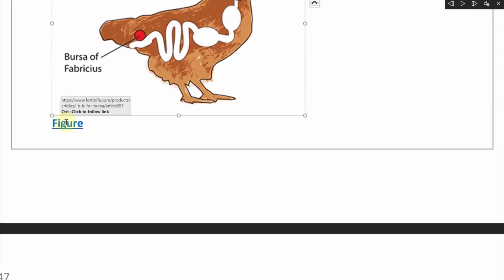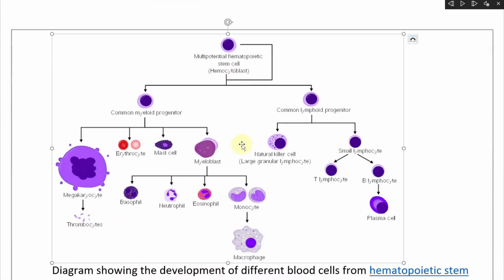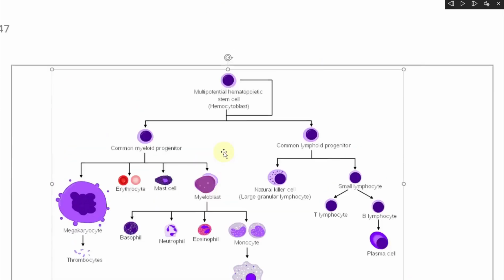Pretty interesting. This is from FortisLife.com. Very, very interesting. Let's continue further, and now here's a breakdown of all the types of the white blood cells and so on.